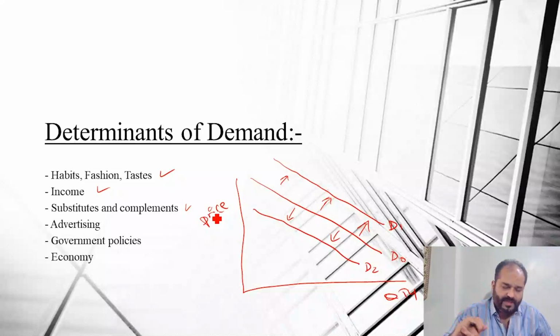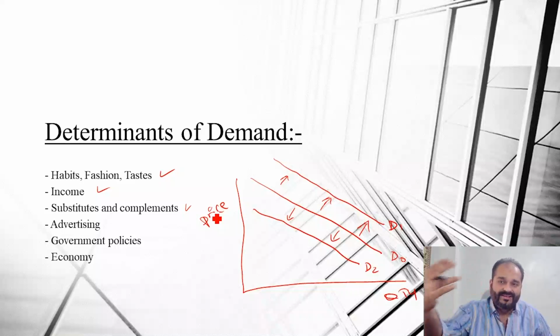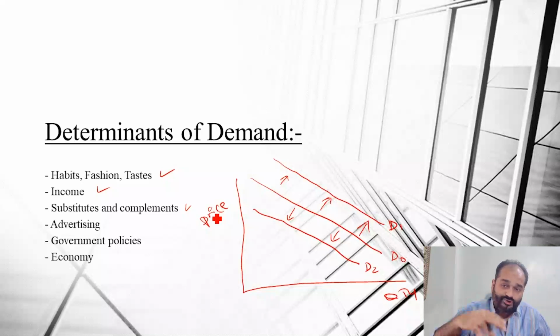So I'll give you an example for a complement. A complement is, let's say, petrol for a car. If the price of petrol-run cars has decreased, the demand for petrol will increase. The demand for those cars will also increase. Do you understand? If the petrol-run car prices have increased, the demand for your substitute product will also increase. You understand?